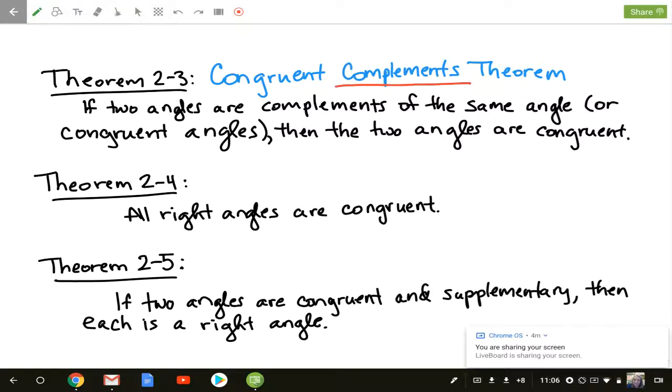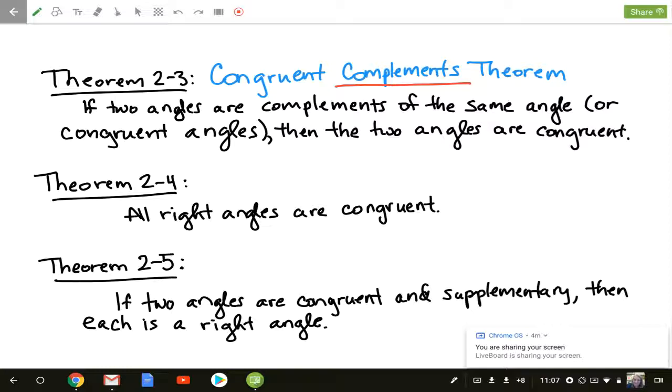So you have to remember that complements mean that their measures add up to be 90 degrees, not 180. So supplements add up to 180, complements add up to 90 degrees. So this one is almost like the others, just complements instead of supplements. Theorem 2.4 doesn't have a name, but it says all right angles are congruent. And Theorem 2.5 says if two angles are congruent and supplementary, then each is a right angle. That makes sense because if the measures have to be equal and they have to add up to 180, then the only thing it could be is a right angle, each of them.